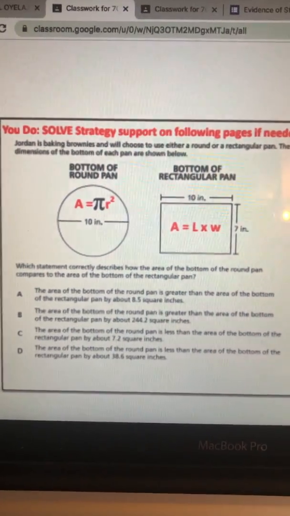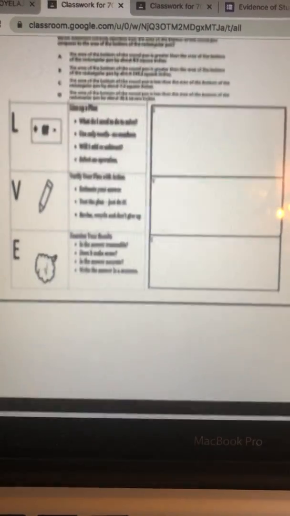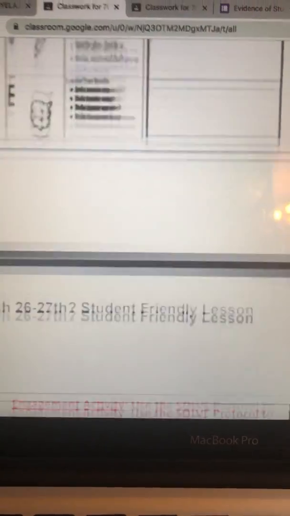Check your work against the answer key lesson. Okay, you have the solve strategy as a support so you can line up your plan, verify your answer, and write your answer in a sentence when done.